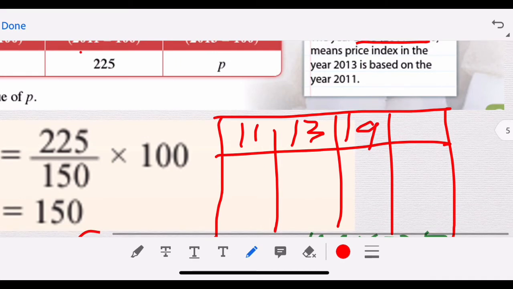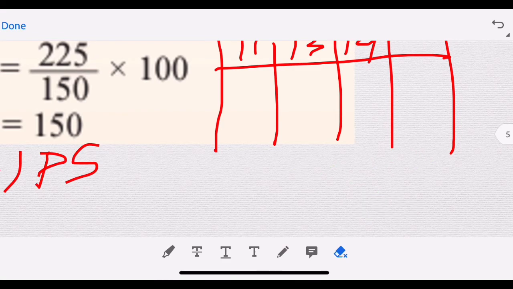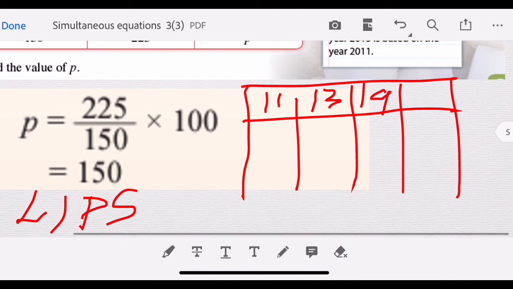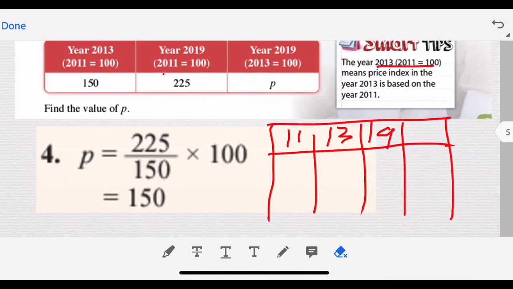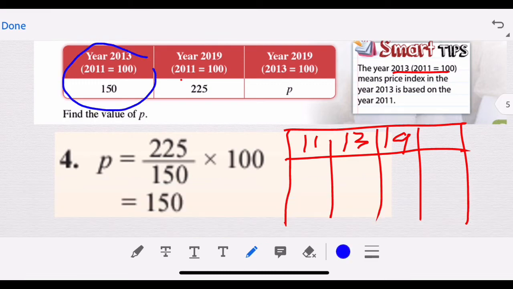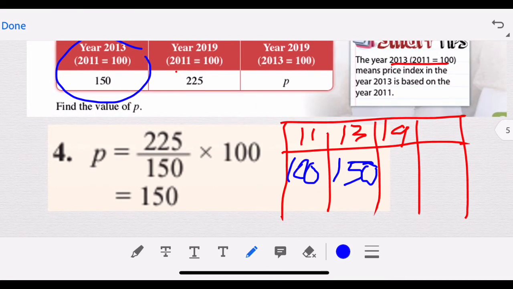Now I'm going to plug in what I'm supposed to plug in. I will read the table. The first one is 2013 based on 11. So when I see 11, I put 100. Here I will put, of course, 150, right? Follow the question. The base here you put 100. Got it? Okay, let me write it properly.